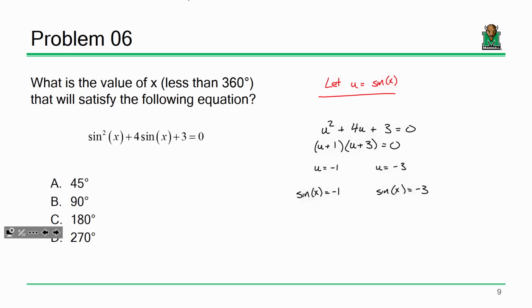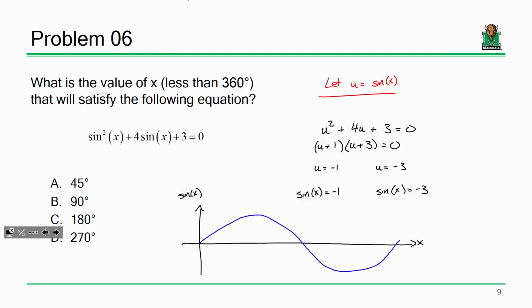I want to look at this one over here. Sine of x is -3. What's going on with that? When does the sine of x equal -3? Never. It never does. Because, let's go back to the graph. The graph looks something like this. This is pi, 2 pi.